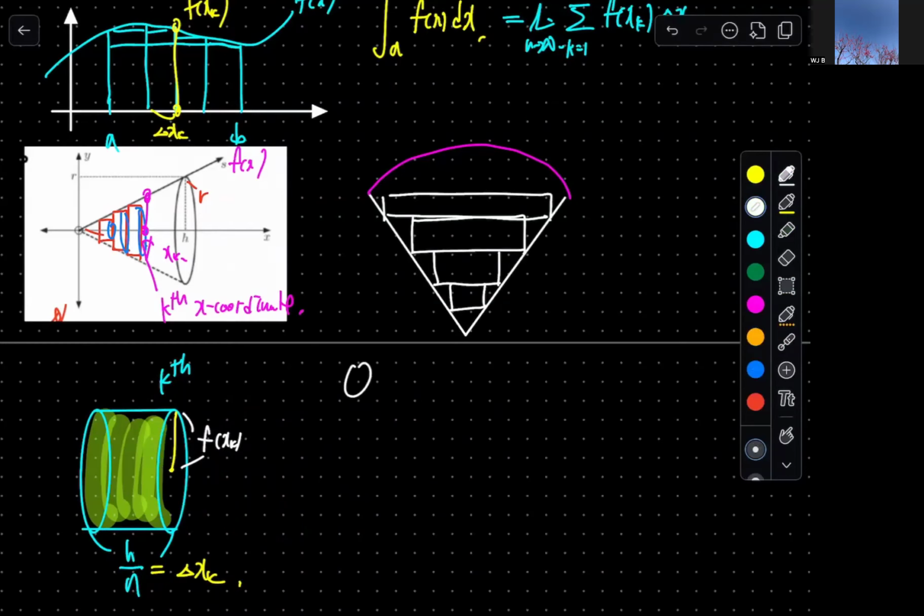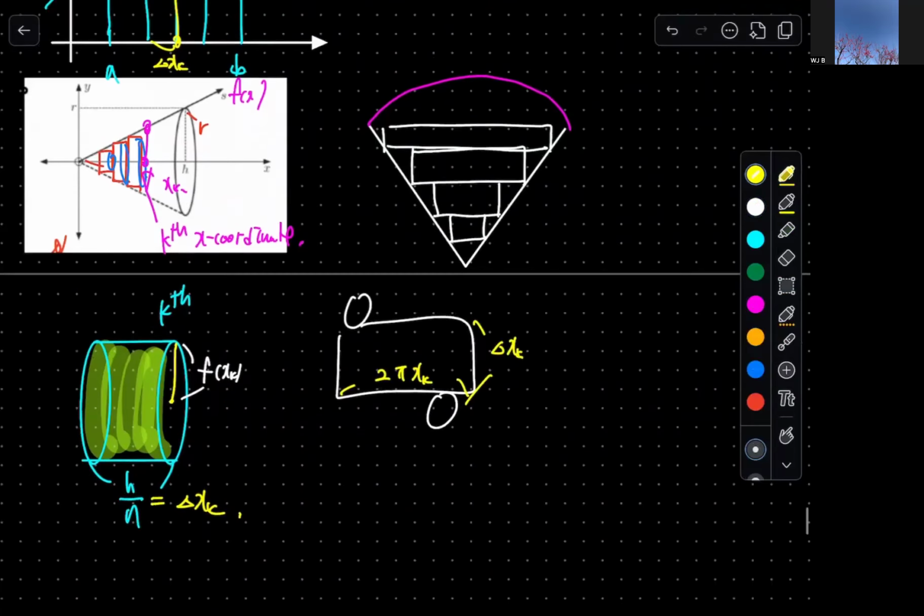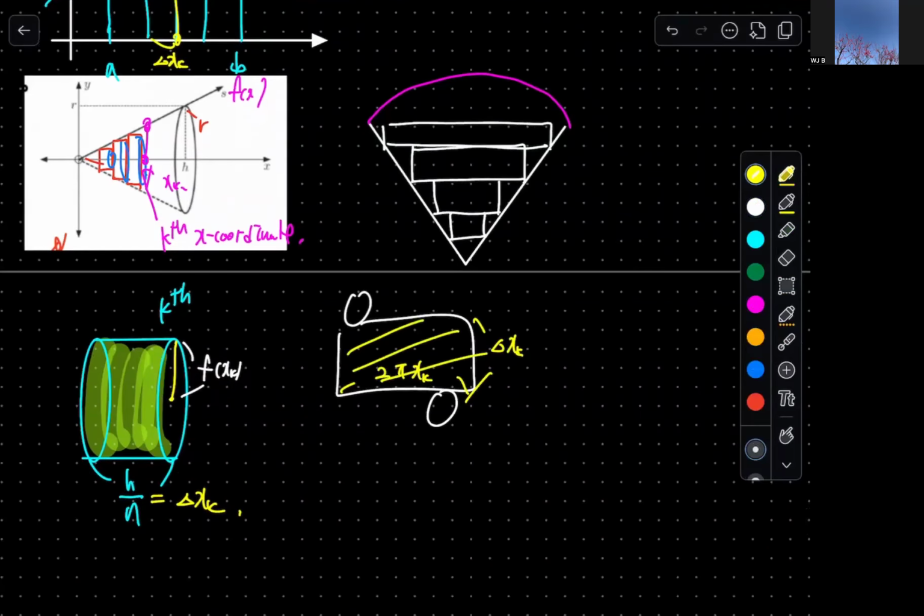I need to get the curved area of the cylinder. So if I expand it, it's going to look like that, where the rectangle's length is going to be given by the circumference, which is 2 pi xk, and the height was given by delta xk. Then to get the rectangle area, it's 2 pi, sorry, the radius was the function of xk. So that's 2 pi f of xk, delta xk. That's great, and I have many of these.